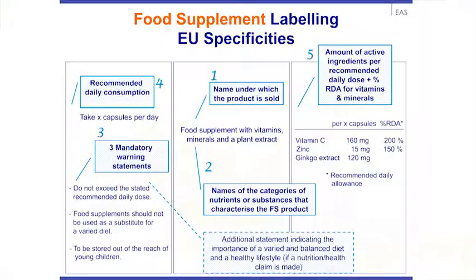I think in the US, you have the same thing on daily values. So you have to put the percentage of RDAs for vitamins and minerals. Here you have an example. Vitamin C per day, I have 160 milligrams. This you have to declare on your label. On top of that, you have to give the percentage RDA, which is 200% of the RDA, here in my case for vitamin C. So these represent all the mandatory provisions for food supplement labels in the EU.